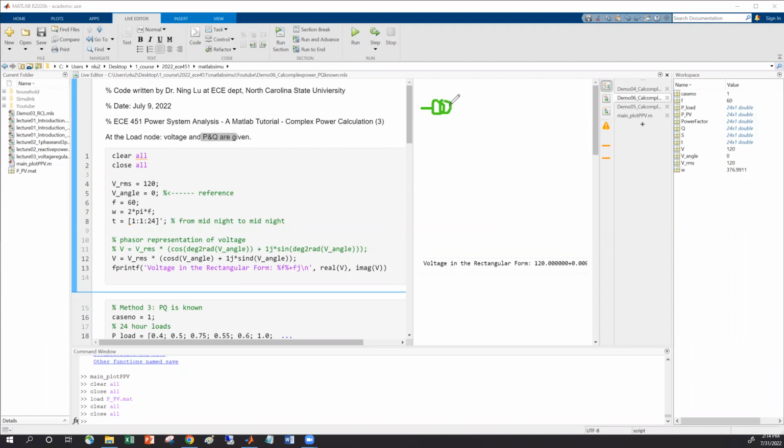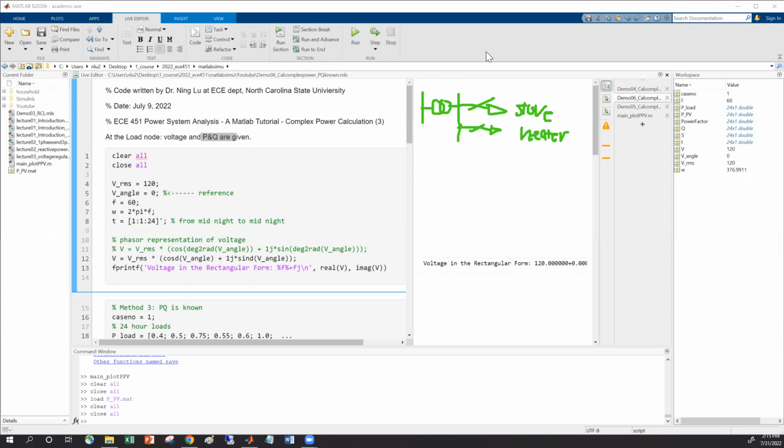This is a transformer, and the transformer has a primary side and a secondary side, and then you can connect two loads. You can have a different load connected to it. Imagine this is your house. You can turn on your stove, and you can turn on your heater. Each time you turn on an appliance, your power will increase.